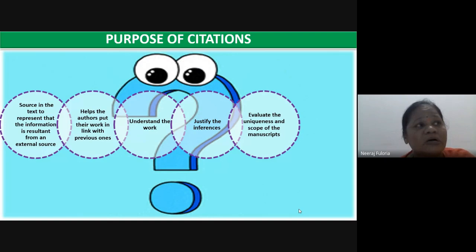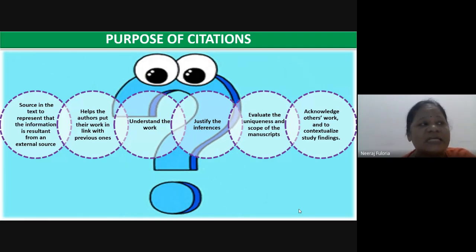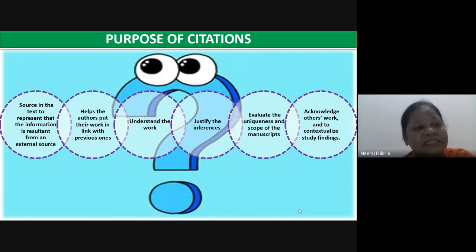So to find out the uniqueness and scope of your paper, you have to use citations, acknowledge the work, and whatever your findings are, you can make them stronger by giving the citation. So these are the purposes of citations you can see here.